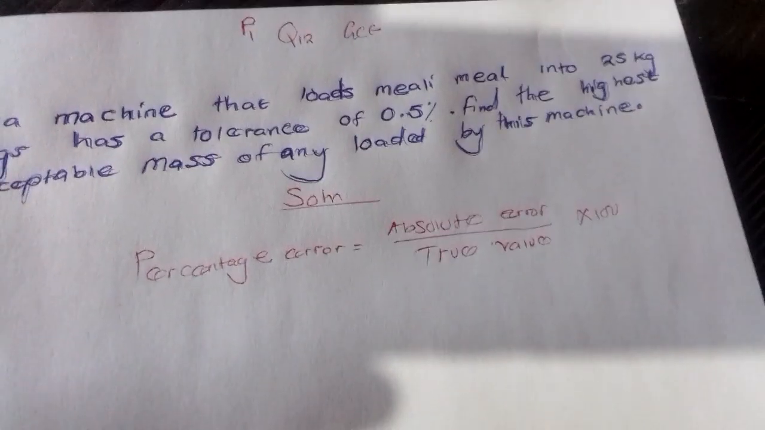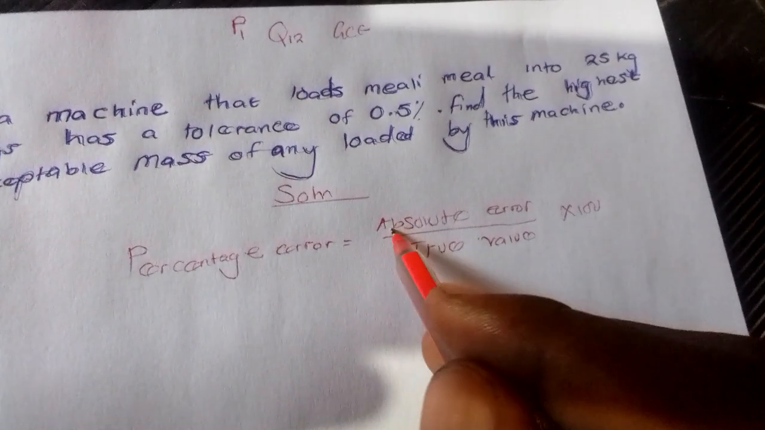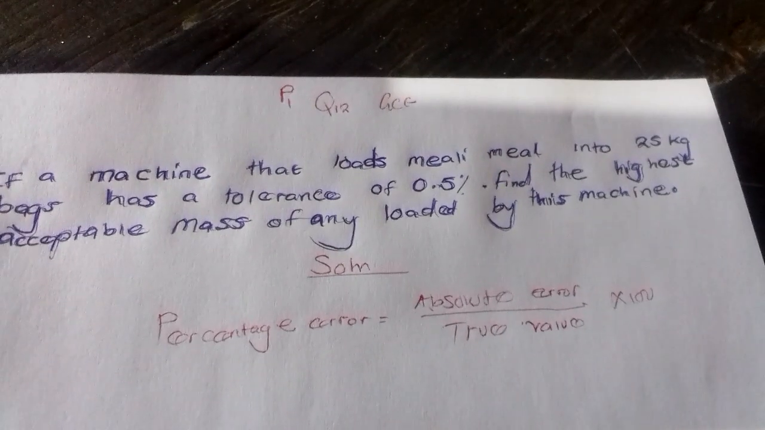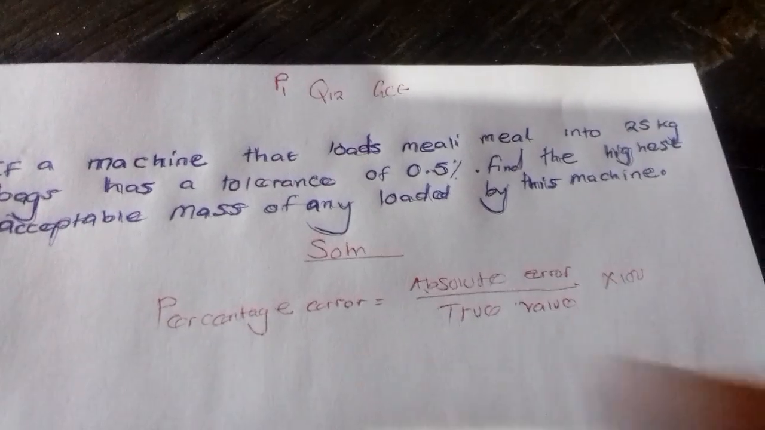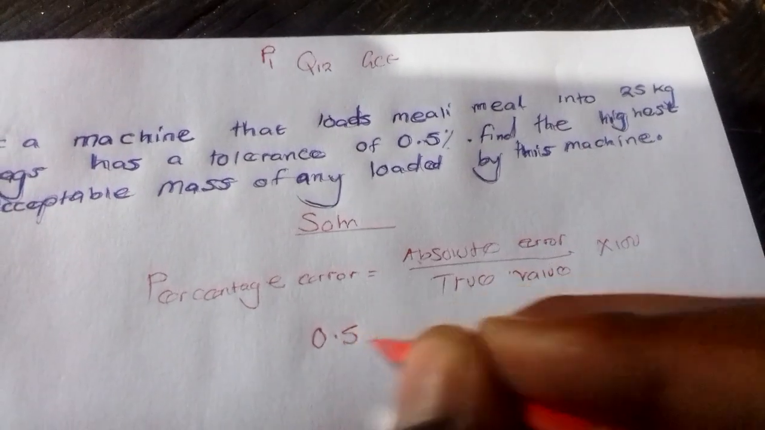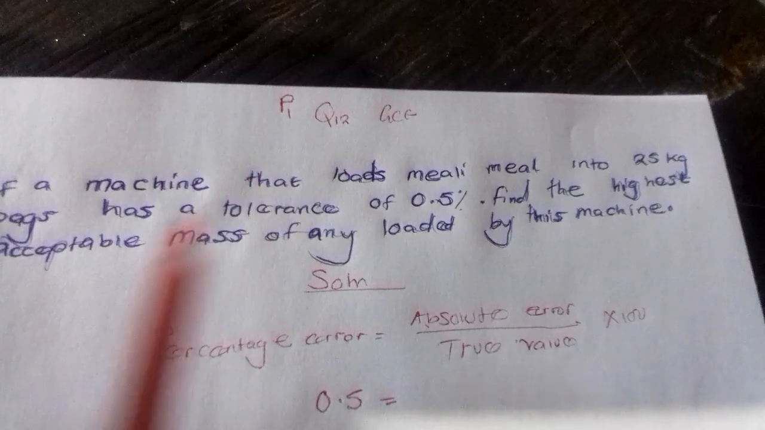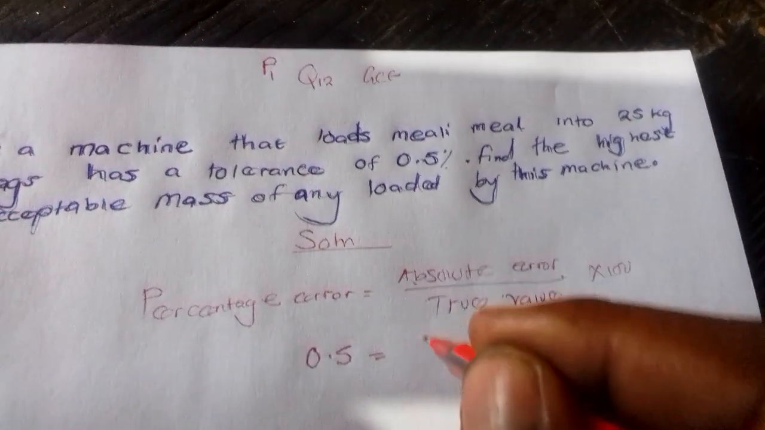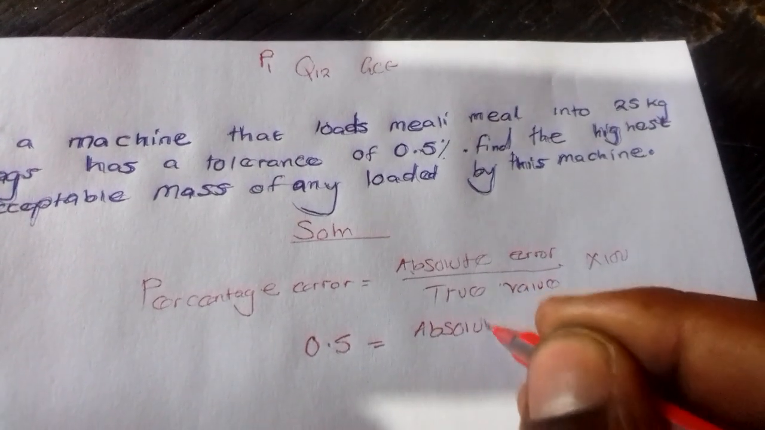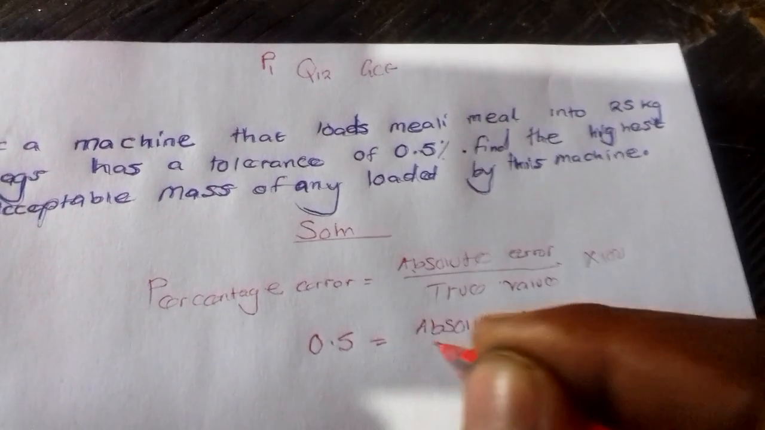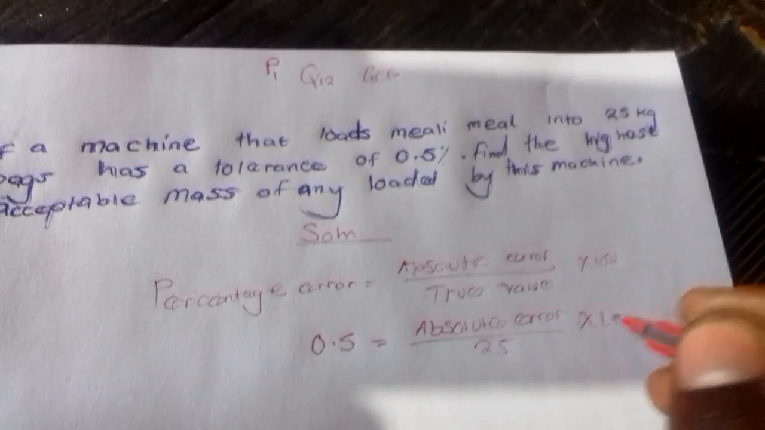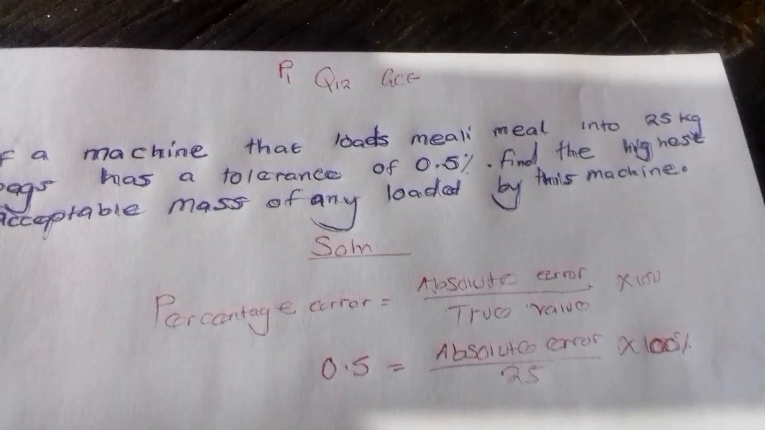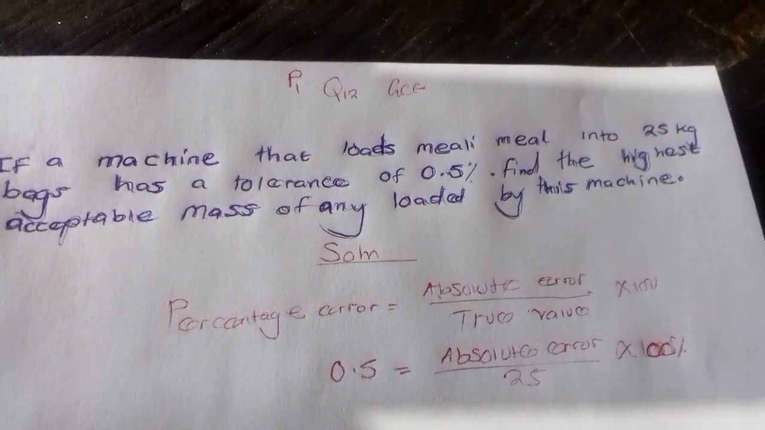So in the formula, what we want to find is the absolute error. In the question, they're saying that this machine has a tolerance of 0.5, which means the percentage error is 0.5. The actual value in this case is the bag of milli which is being loaded, which is 25, times 100%, because this is efficiency. So we want to find the absolute error.